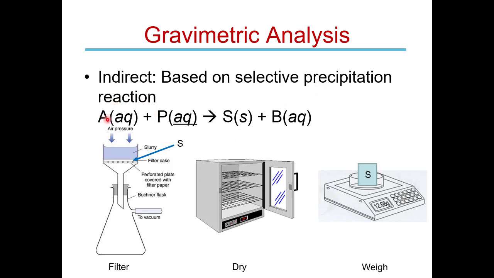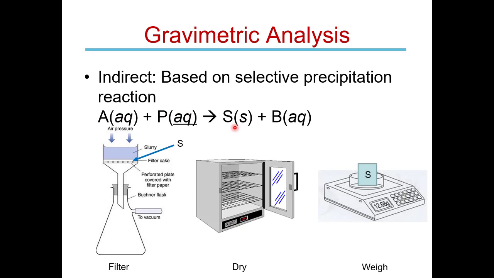and then we can filter or centrifuge that solid down. So in this example, A is our analyte. It's dissolved in water. So we've got, let's say, a clear solution. And we're going to add to that a precipitating agent. So I call that P. It's also dissolved in water. We're going to add an excess of this so that our analyte is our limiting reagent. So we want to make sure we use all of that up. And so we're going to add some P to that.